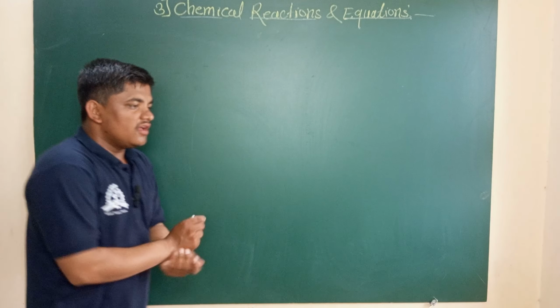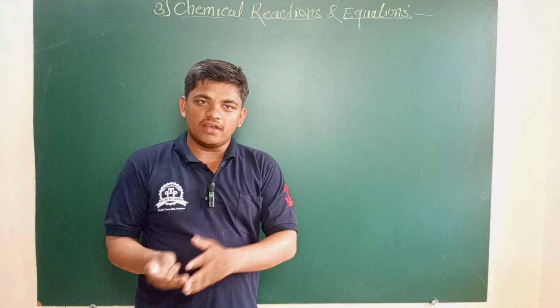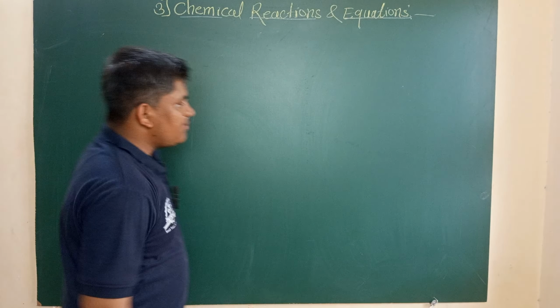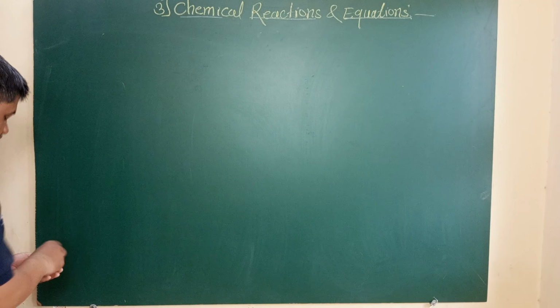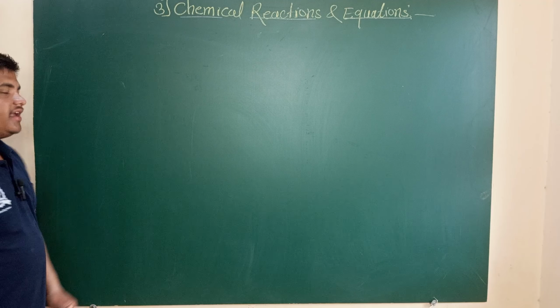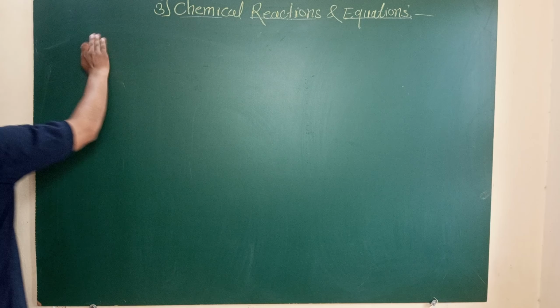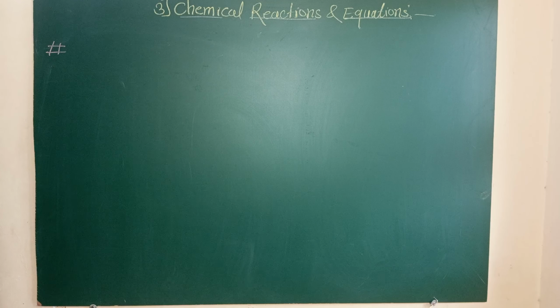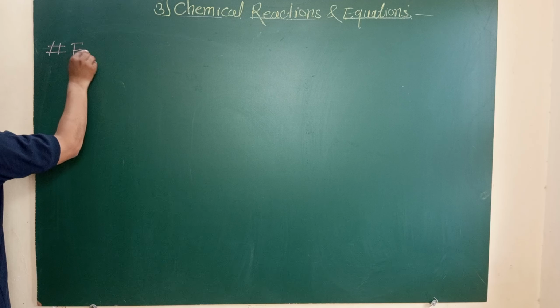Another example is curd. The milk is converted into curd, which takes a greater amount of time. These are some examples of different rates of chemical reactions. And the important point is the factors affecting the rate of chemical reactions.